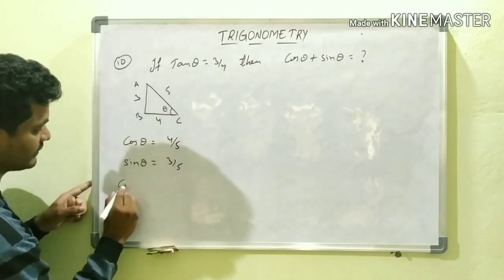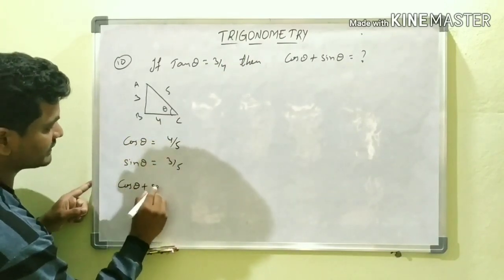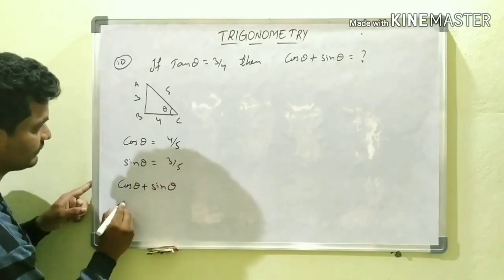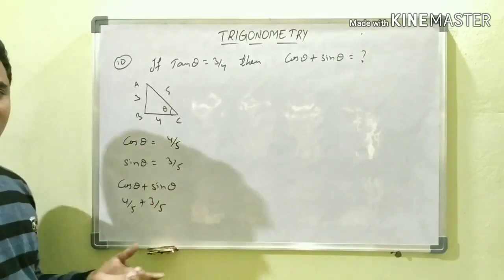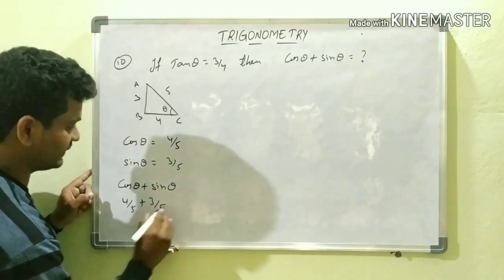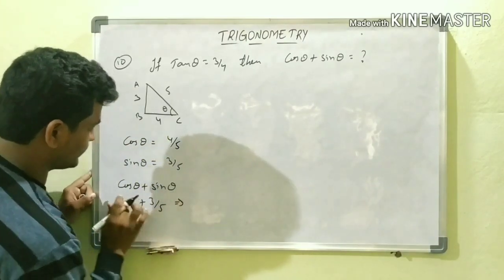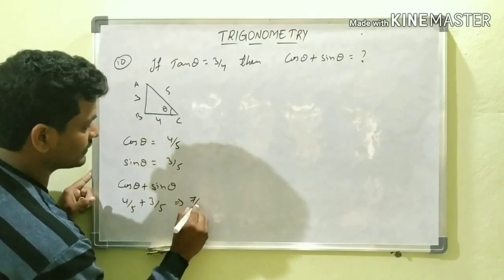Substitute in that. Cos theta plus sin theta equals 4 by 5 plus 3 by 5, both are like fractions, we can add directly. It equals 4 plus 3 is 7 by 5.